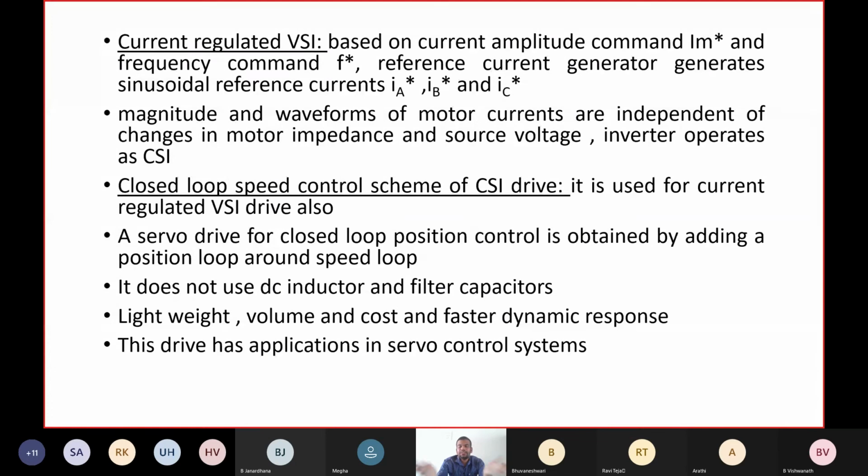So what is it having? This CSI drive is also used as a current regulated voltage source drive. It also has a servo mechanism, and this is based upon the working of our servo mechanism. A servo mechanism is nothing but a customized module, so we are using customized modules. The closed loop control which has the servo drive is also a closed loop module.